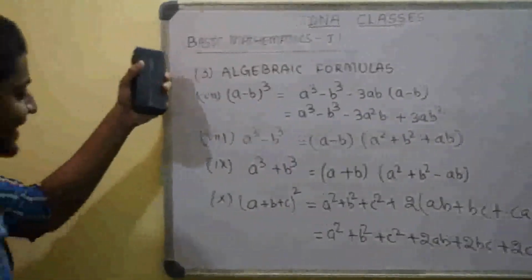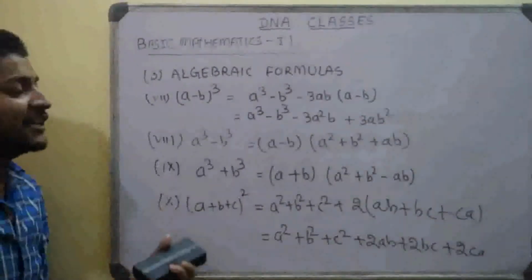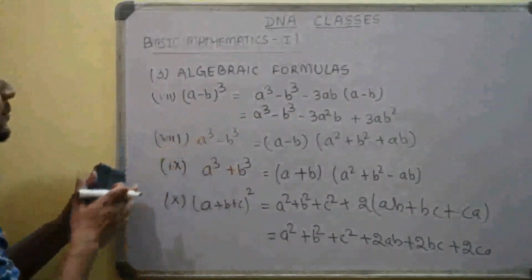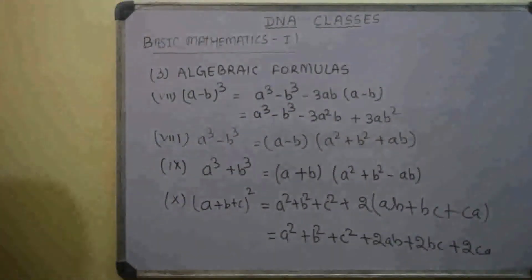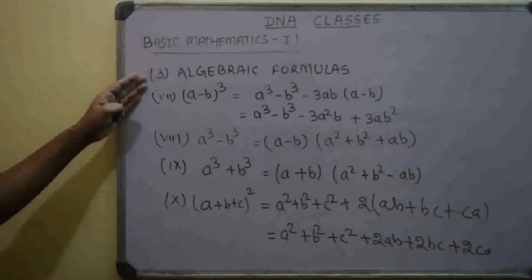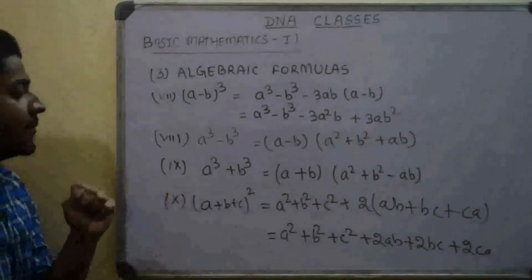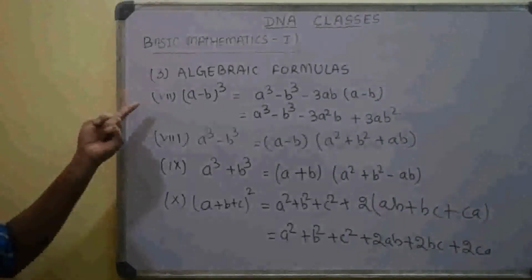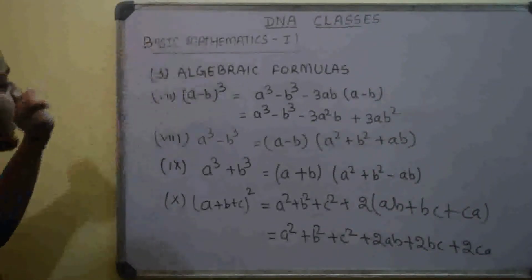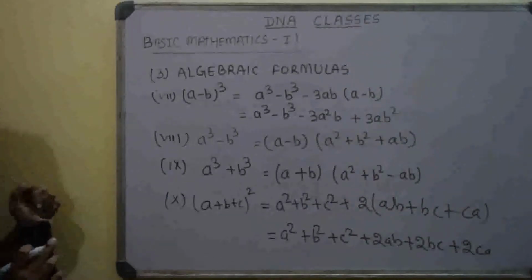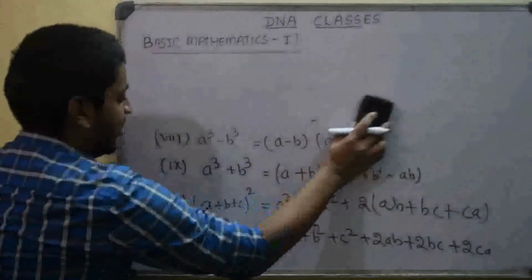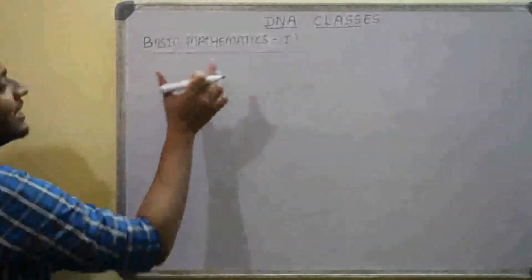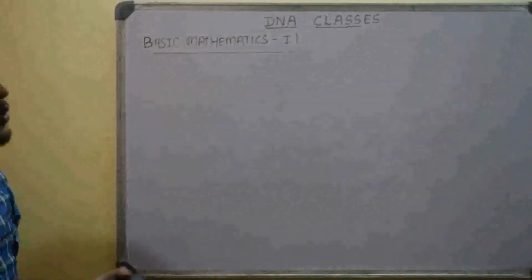So these 10 formulas are the most basic formulas in algebra, which we are studying in basic mathematics. So just remember all these 10 formulas. This will help you a lot. Next subtopic in basic mathematics 1 is law of exponent. We will study law of exponent. This is the last subtopic in basic mathematics 1.